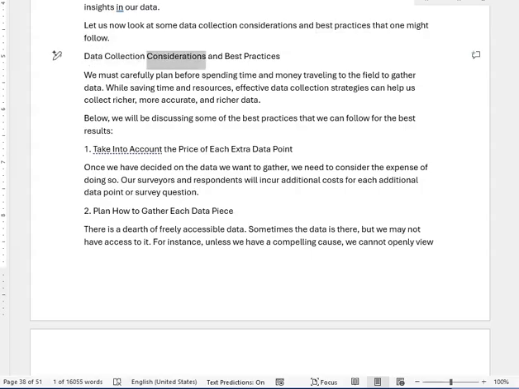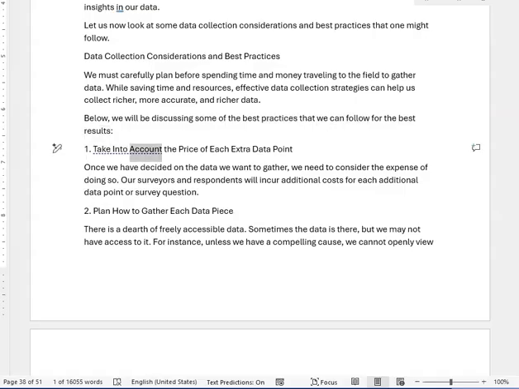Data collection considerations and best practices. We must carefully plan before spending time and money traveling to the field to gather data. While saving time and resources, effective data collection strategies can help us collect richer, more accurate data. Below, we will be discussing some of the best practices that we can follow for the best results.